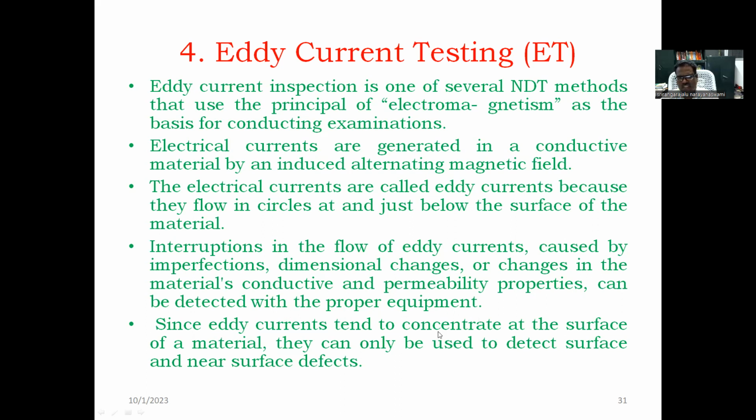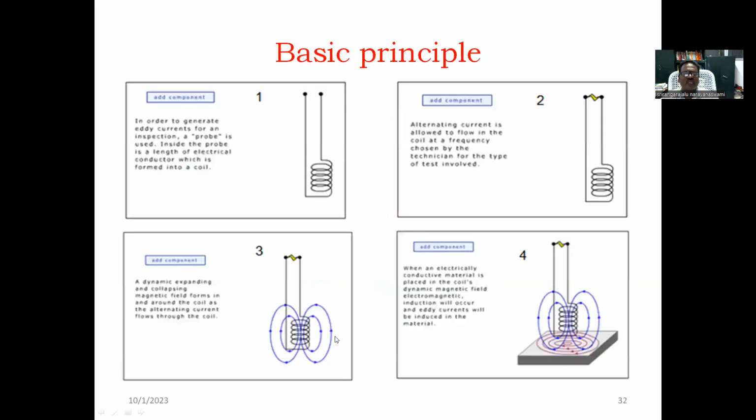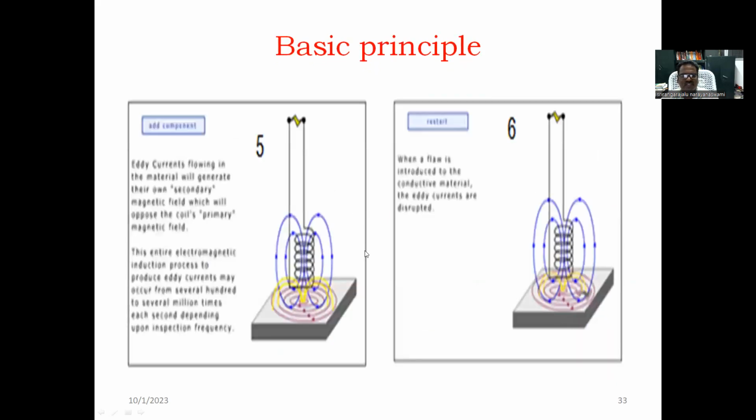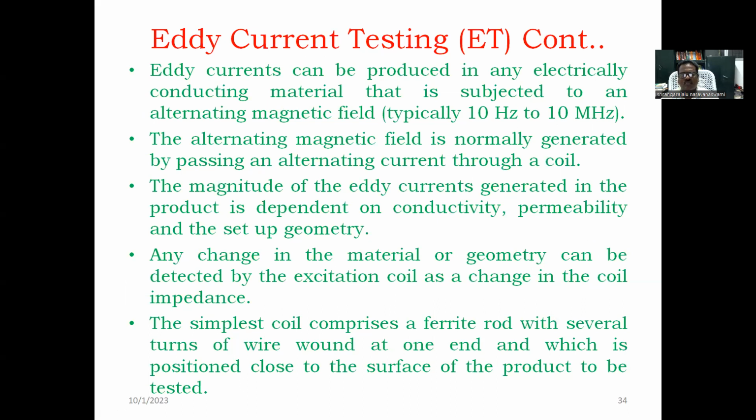Since eddy currents tend to concentrate at the surface of the material, they can only be used to detect surface and near surface defects. So these are all the basic principles. Step 1, step 2, step 3, step 4, magnetic flux is induced, and defects are found in the sixth step. Eddy currents can be produced in any electrically conducting material that is subjected to an alternating magnetic field, typically 10 Hz to 10 MHz.